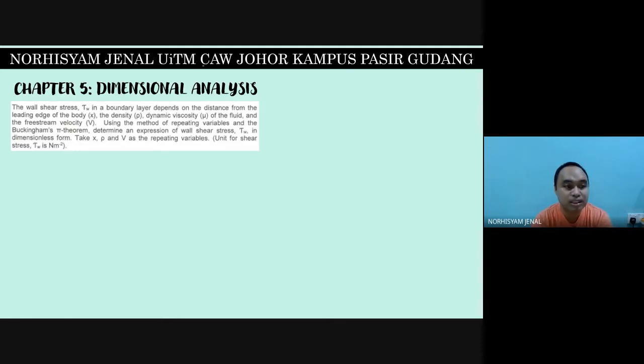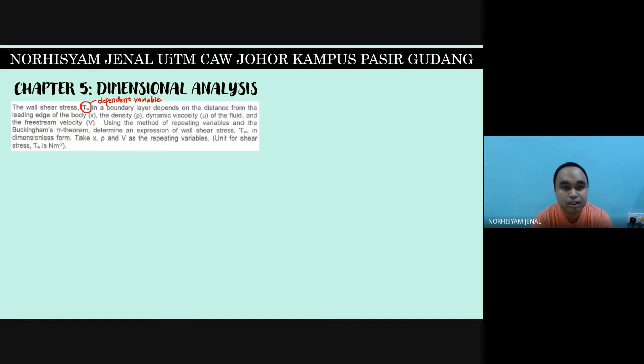The wall shear stress tau. Okay, so shear stress over here, tau, in a boundary layer depends on the distance from the leading edge of the body. Depends on, it means tau over here is a dependent variable. In a boundary layer depends on the distance from the leading edge of the body x.